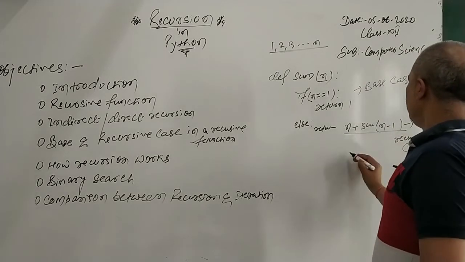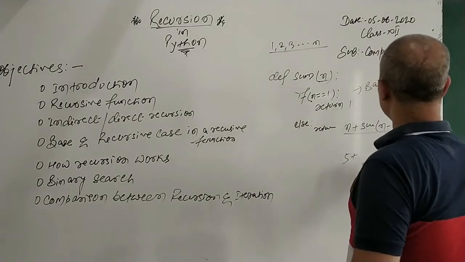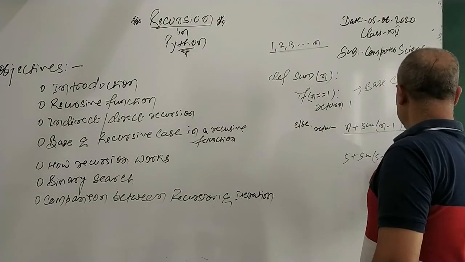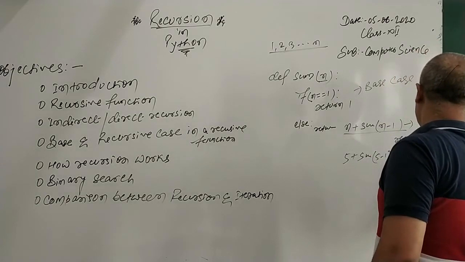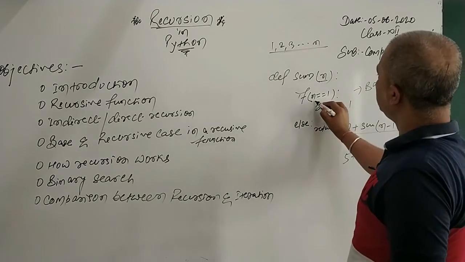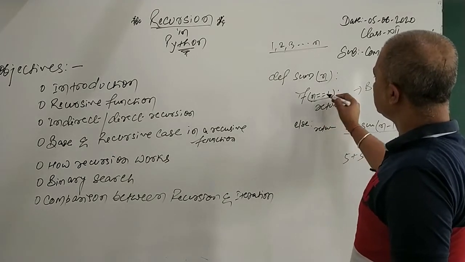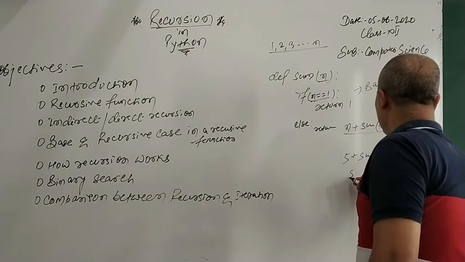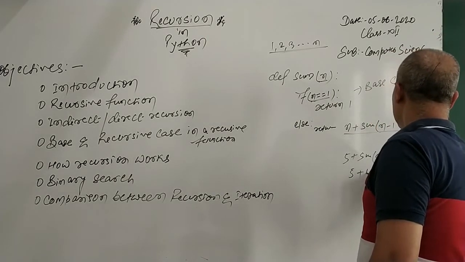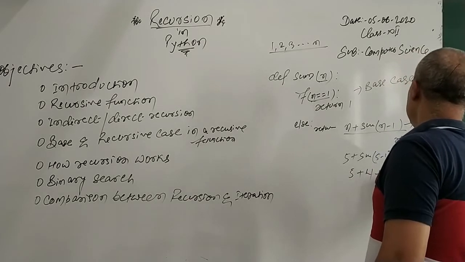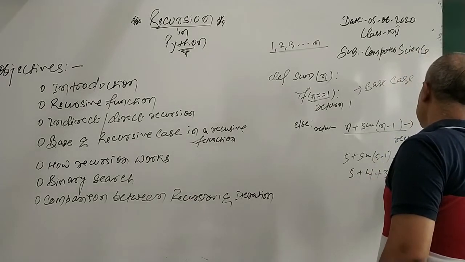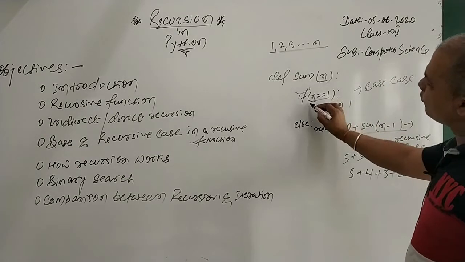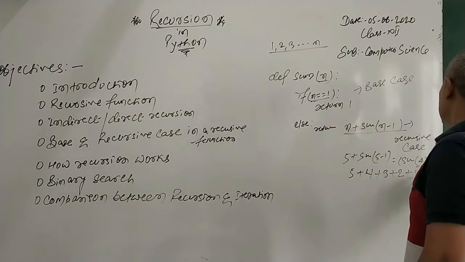So it will give me 5 plus, then again I am going to call the function sum with 5 minus 1, that is 4, that is sum of 4. Now since n equal to 1 is not the case, since it is 4, it will jump again in this. So 5 plus, then 4 plus, then 3 plus, then 2 plus, then 1. And once it is sum of 1, as you can see n equal to 1, that's why 1, it will give you the 1.